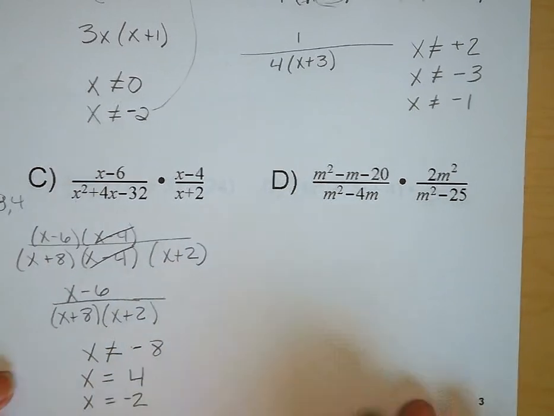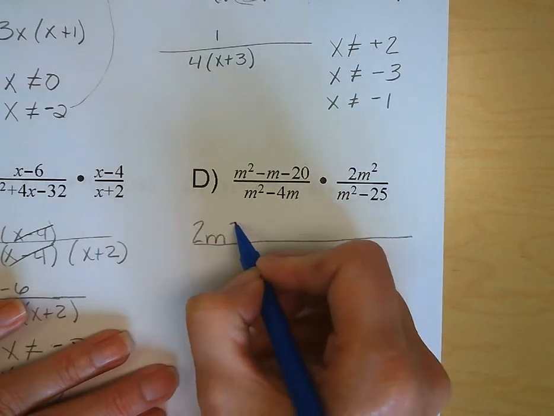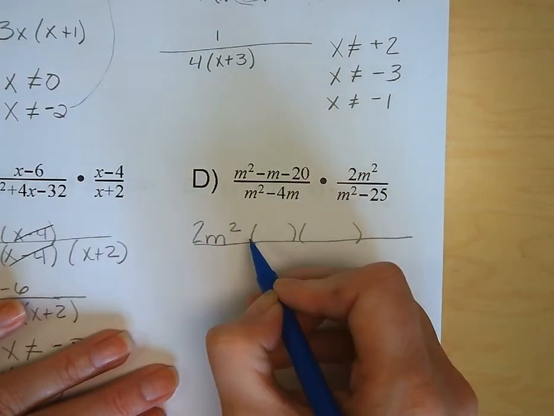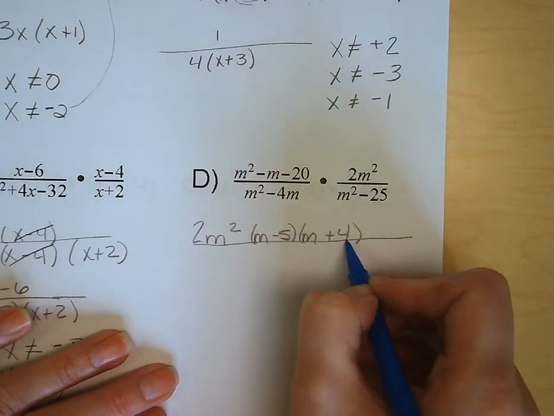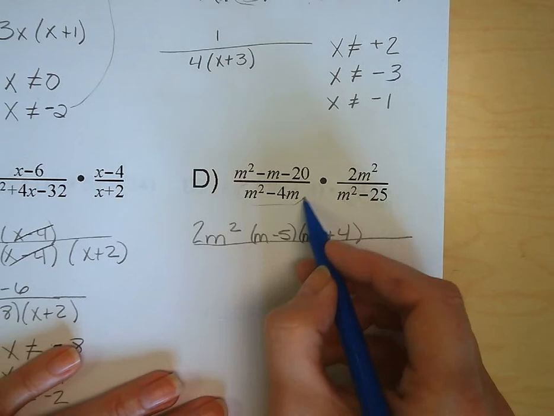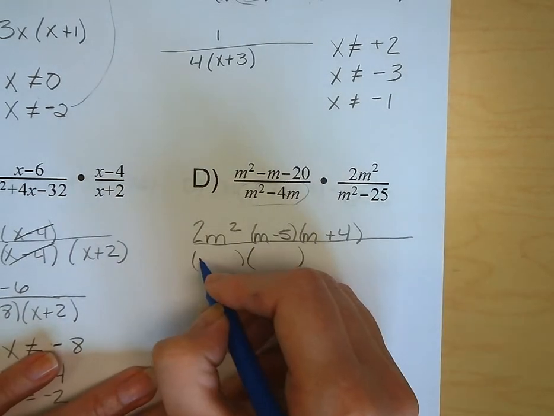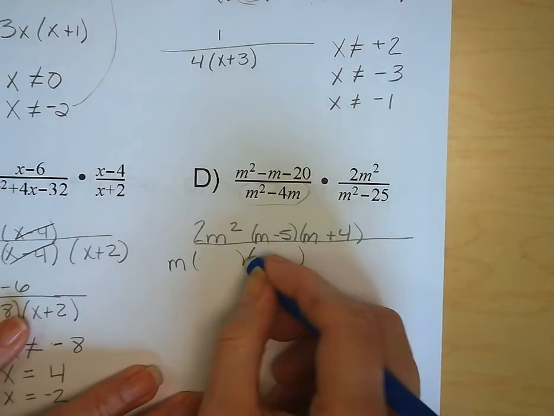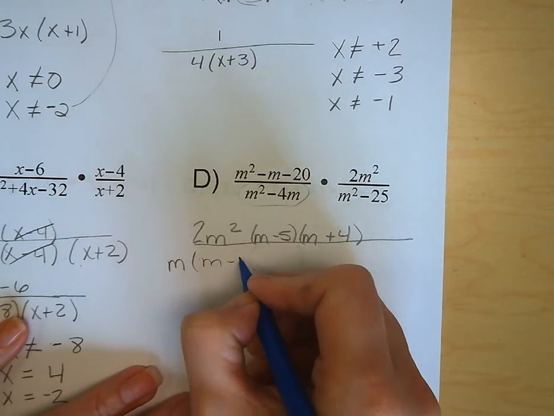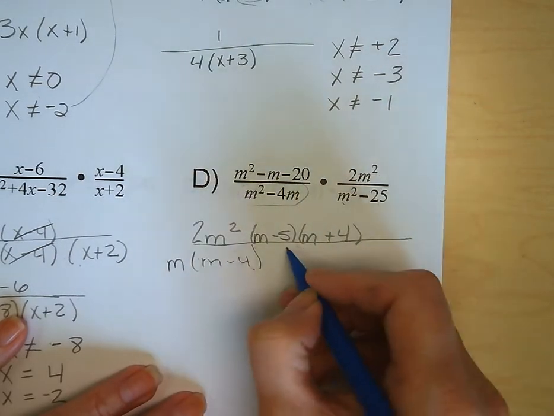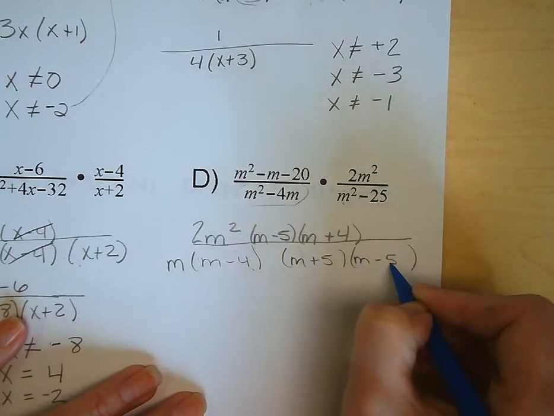Okay. Letter D. m squared minus m minus 20. We can factor that. So we're going to have an m minus 5 and an m plus 4. And m squared minus 4m. That looks like one of those, well, we can take out an m from it. And we've got m minus 4 now. And in our second term, we've got m squared minus 25. That's a difference of 2 squares, so it's m plus 5 and m minus 5.